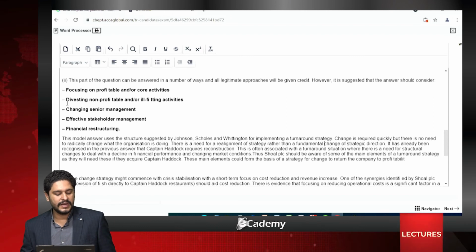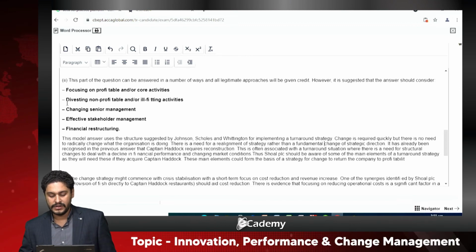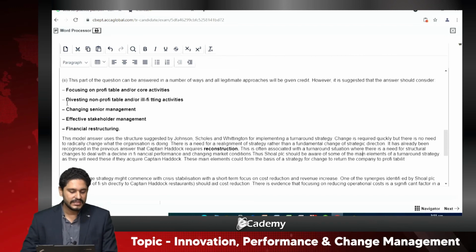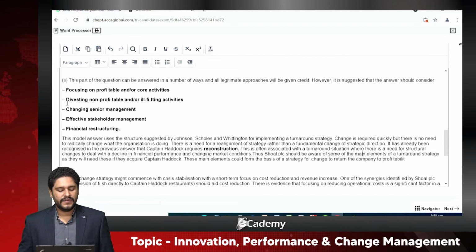It has already been recognized in the previous answers that Captain Haddock required reconstruction. So I have already recognized this, that okay, Captain Haddock requires a reconstruction. You need to go for the reconstruction areas. This is often associated with the turnaround situation where there is a need of structural change to deal with a decline in the financial performance and changing market conditions.